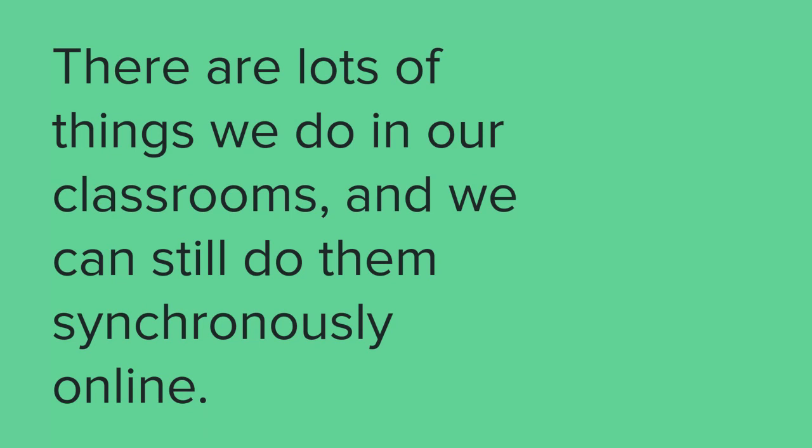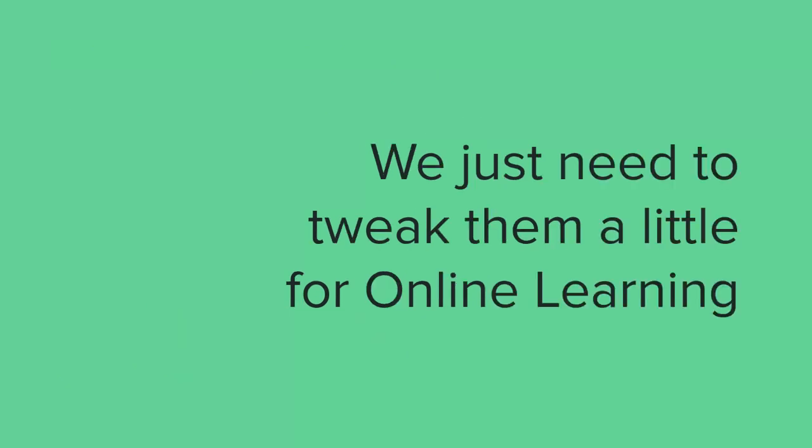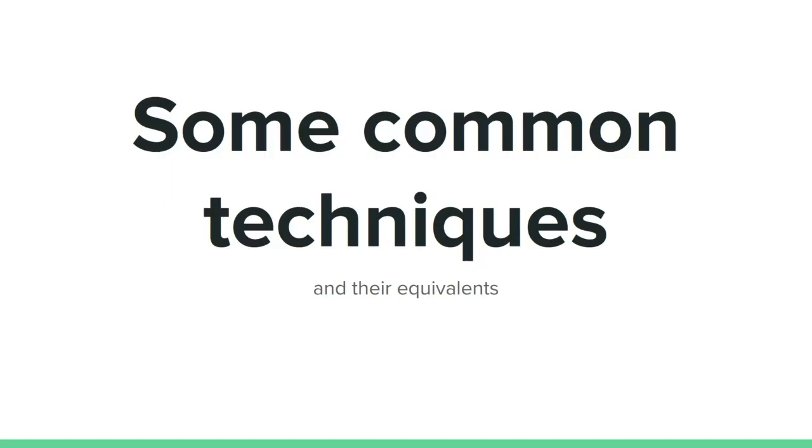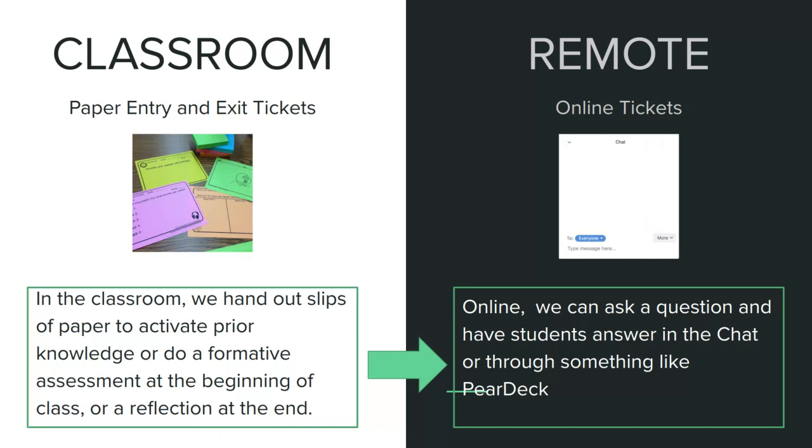So there's lots of things we do in our classrooms, and we can still do them over Zoom or Google Meets or whatever. We just have to tweak them to make them work for online learning. And I'm going to show you some examples for that, and then I'm just going to talk a little bit about how it works in hybrid at the end. So here's some common techniques, things that we do in our classroom anyway, and then the equivalent of how to do it online. So entry and exit tickets.